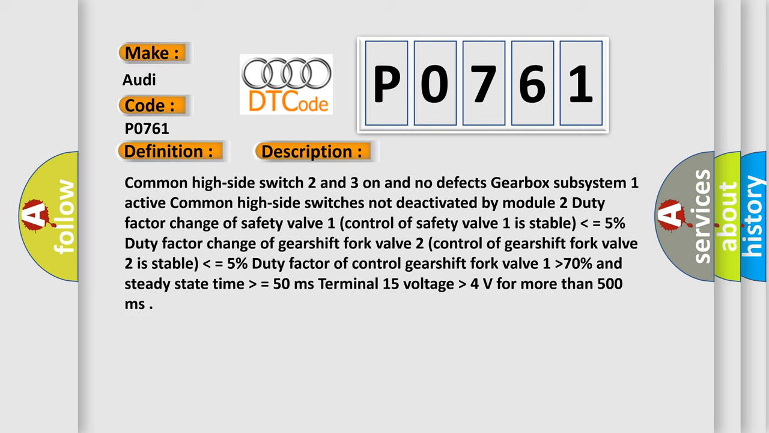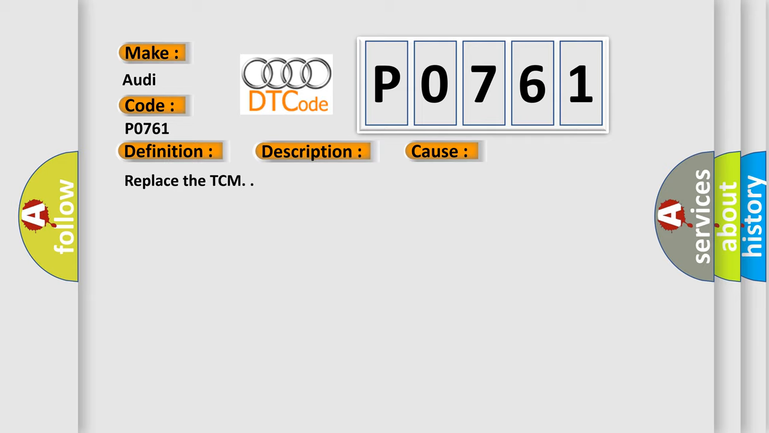Duty factor change of gearshift fork valve 2. Control of gearshift fork valve 2 is stable, lower than or equal to 5%. Duty factor of control gearshift fork valve 1 higher than 70% and steady state time higher than or equal to 50 milliseconds. Terminal 15 voltage higher than 4 volts for more than 500 milliseconds. This diagnostic error occurs most often in these cases.